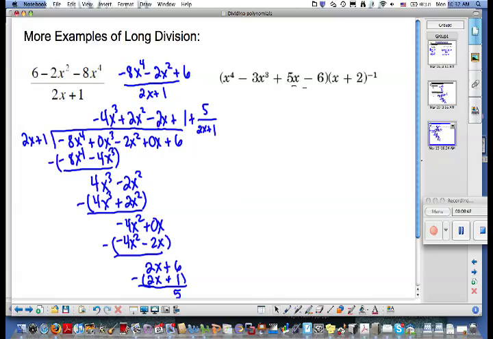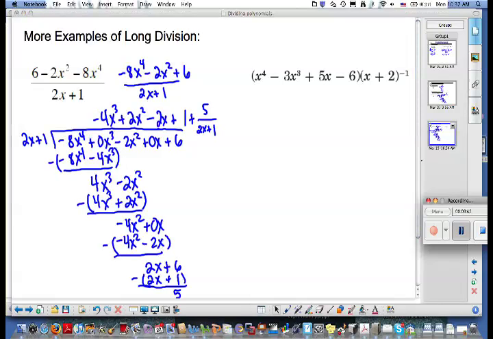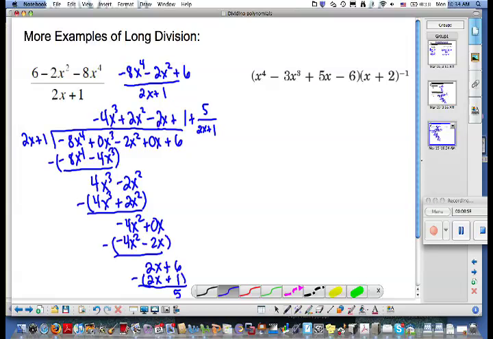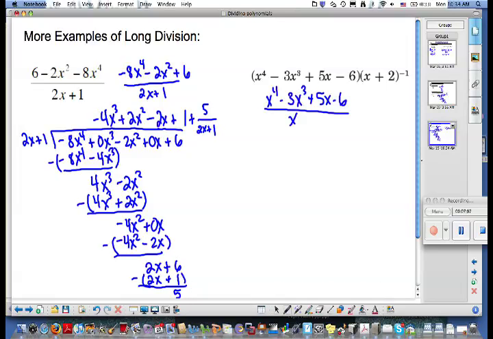In our last example, this can be rewritten. This problem right here, we are multiplying x to the fourth minus 3x cubed plus 5x minus 6 times x plus 2 to the negative 1, which can be rewritten x to the fourth minus 3x cubed plus 5x minus 6 over x plus 2. So we're going to divide x plus 2 into x to the fourth minus 3x cubed. We need a placeholder for x squared, and then plus 5x minus 6.